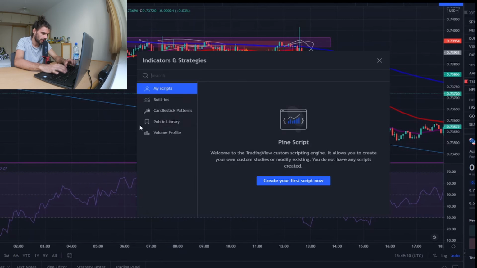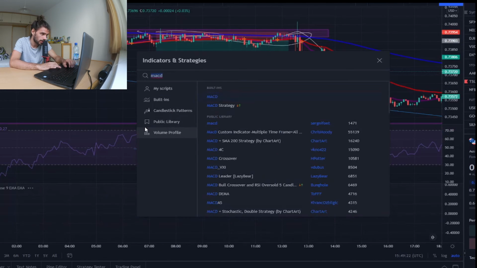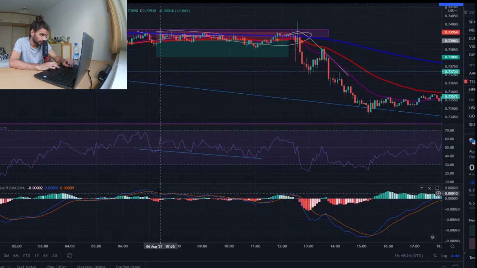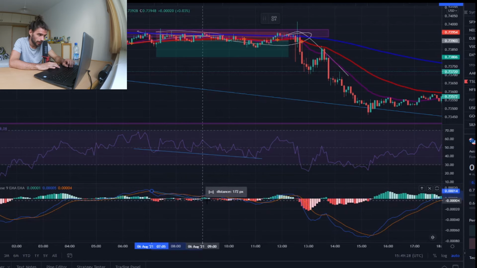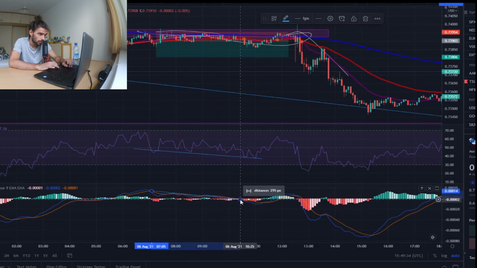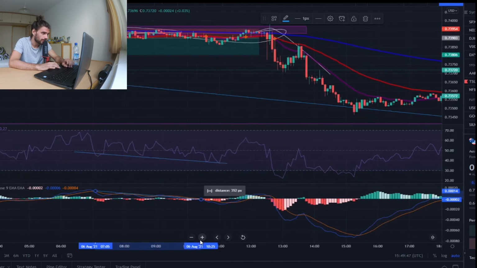Now another indicator that we want to look at is the MACD. Here we had the same pattern, we went lower and lower, and here suddenly we had the crossover to the downside. So these are the patterns that you want to look at, where you can see a downtrend.